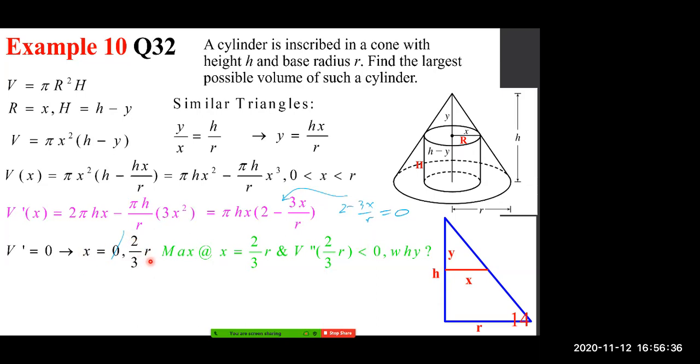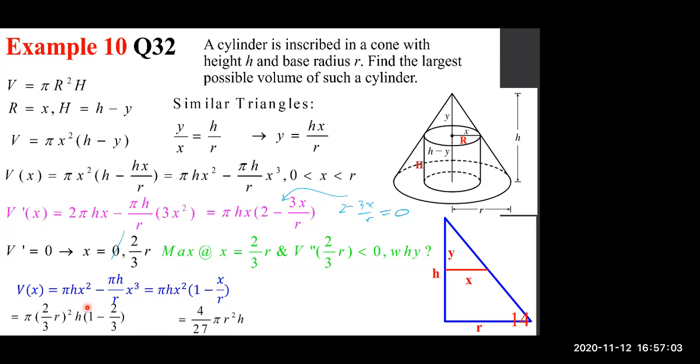Okay, and so what is V of x? Replace x with 2/3 r. So we are replacing this one with 2/3 r, and we come up with 4 over 27 pi r squared h. Class, all of this is algebra, assuming you guys can do that.